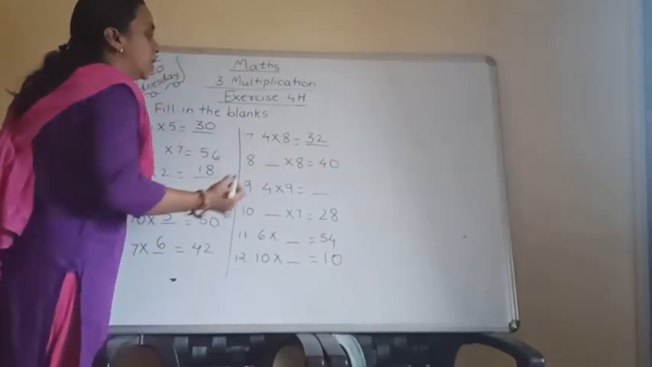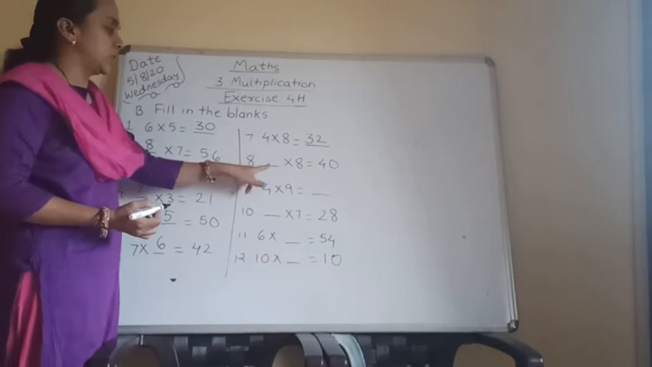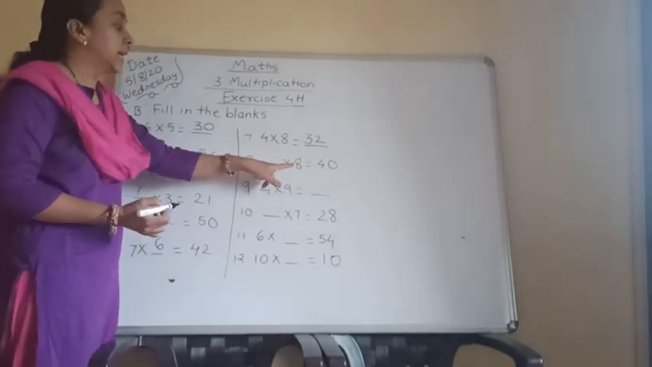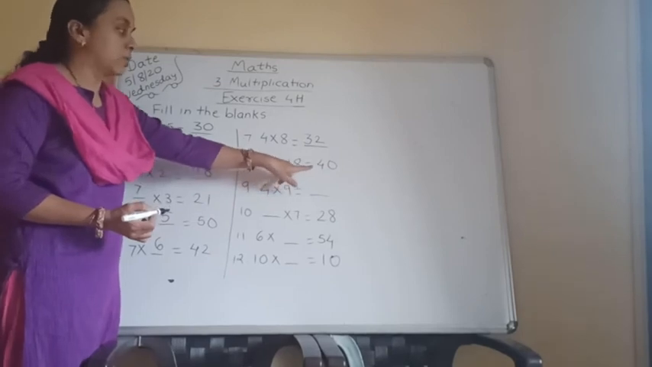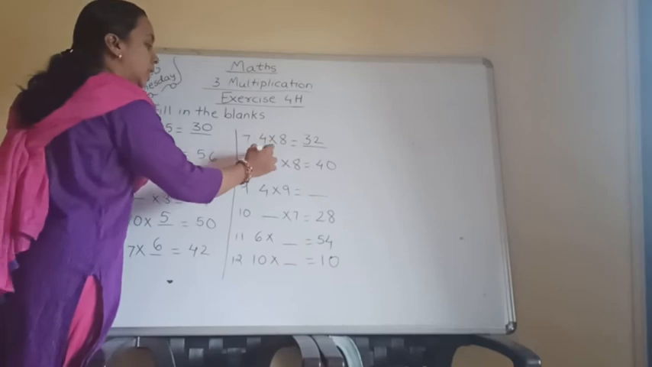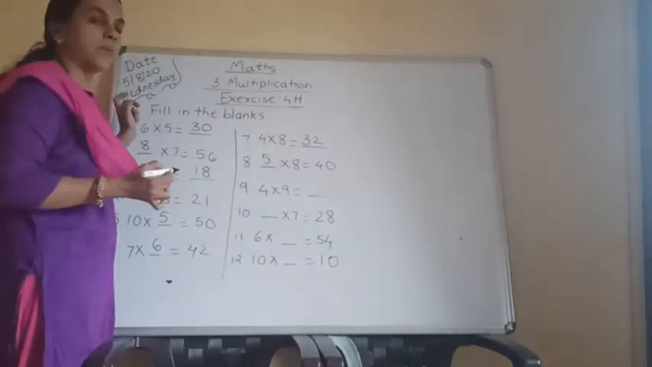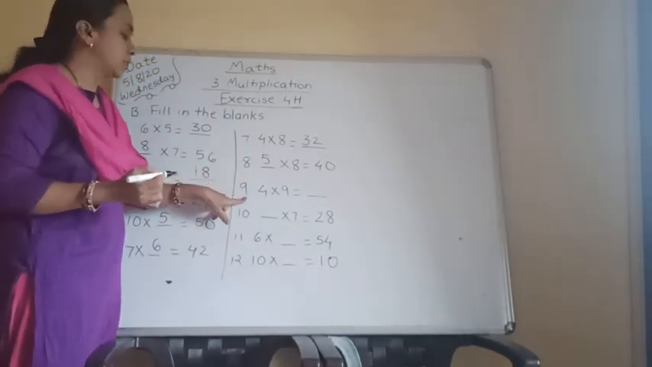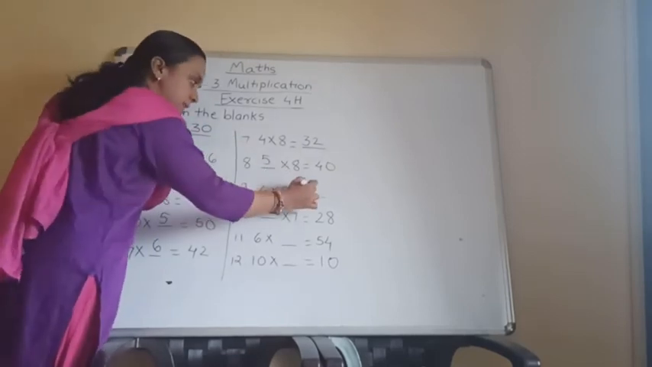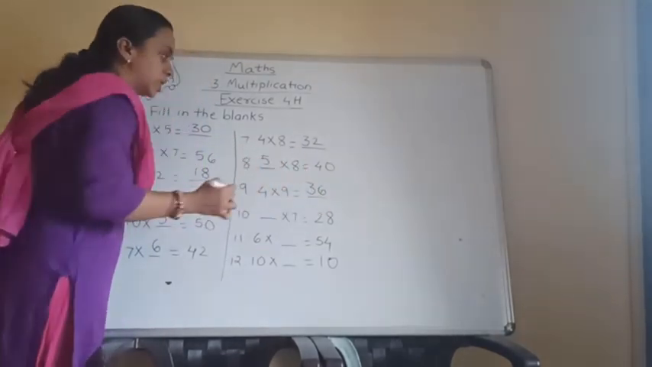Write down 32. Eighth question. Dash multiplied by 8 equal to 40. So in the table of 8, 40 number is there. Yes, 8 5s are 40. So you write down here 5. Now see ninth question. 4 9s are 36. So you write down 36.